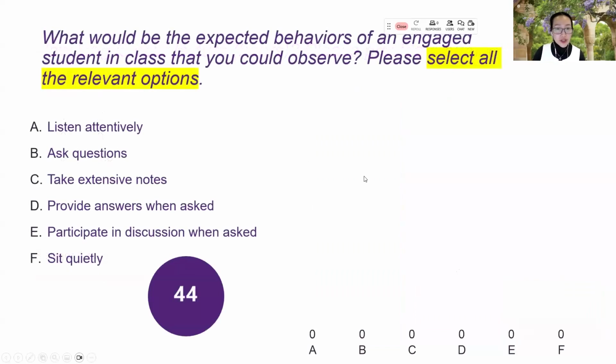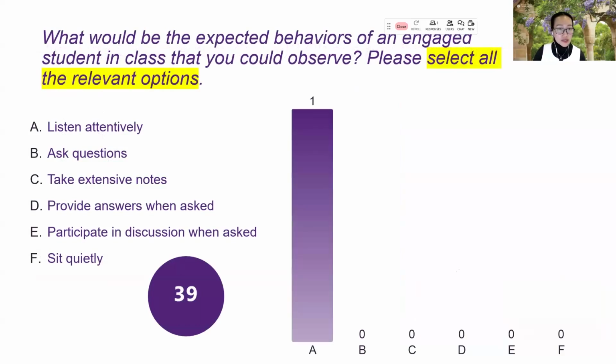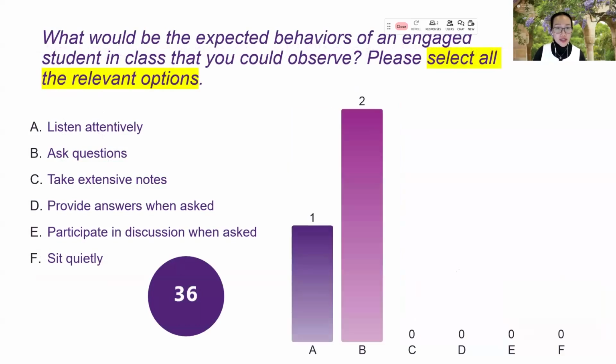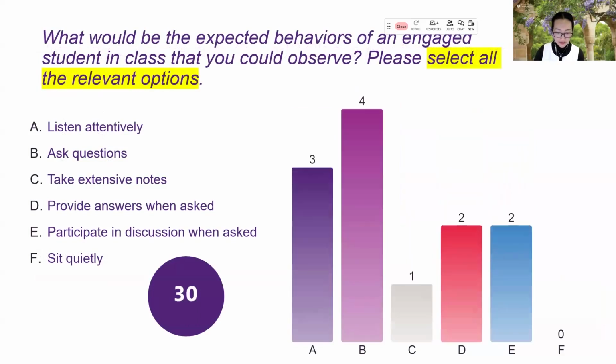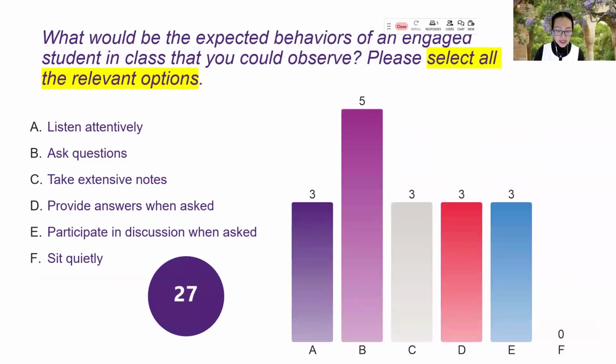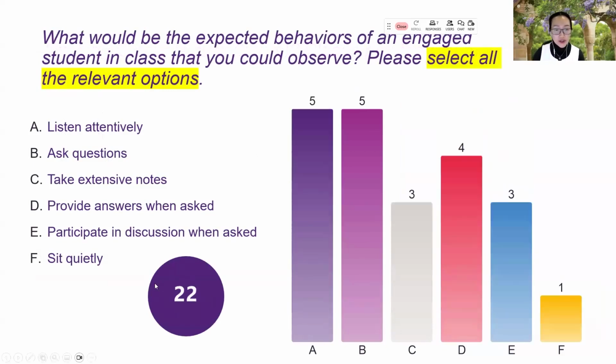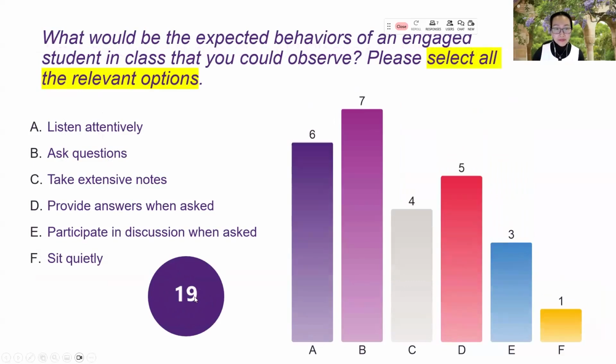For this one, I have a multiple select. What would be the expected behavior of an engaged student in class that you could observe? Can you select all the correct answers that you think are relevant for this question? Again, the setting is live, so you can see the changes in the student answers. I also have the clock here. But if I feel that I have enough responses, I can click on the slide, and the click will close the question and stop the clock.